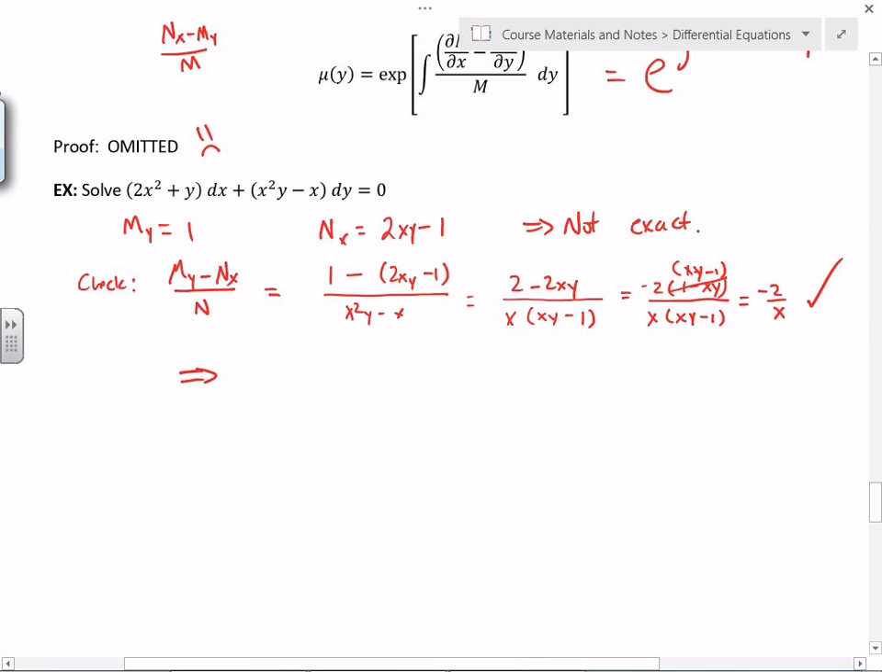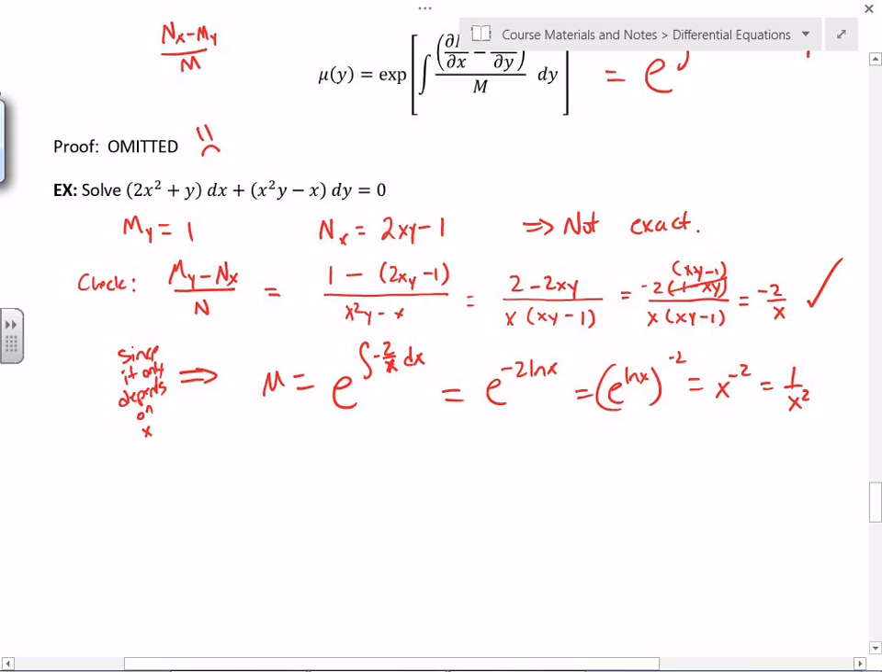Alright, so if that's the case, since it only depends on x, then use mu is equal to e to the integral of -2/x dx. Which you'll see the log and it all, which is 1/x squared. Oh, you jumped all the way ahead to what I was saying. Yeah, you're right. Going to the end: -2 natural log of x, which is e to the natural log of x raised to the -2, which is x to the -2, or 1/x squared. Thank you. Sorry.